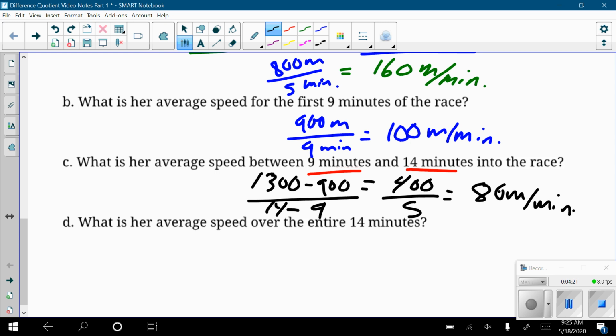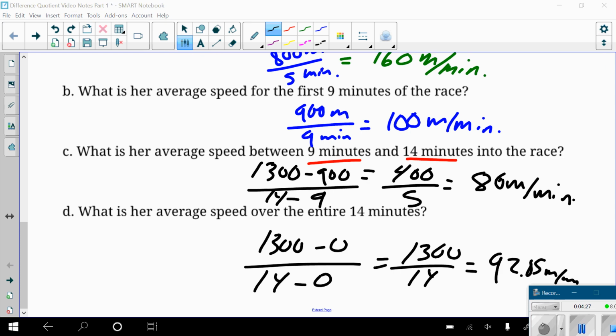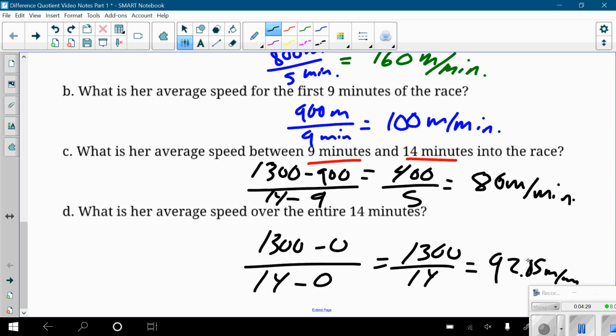Okay. Why don't you pause and do D real quick? Okay, 92.85 is what I got meters per minute. I hope right now you're thinking, what are we doing? This seems kind of simple. I hope that when you're seeing a calculation like this, you're thinking, oh, wait, I know what we're doing. We're doing slope. I hope that you're thinking about slope. Okay, and we'll talk more about that.